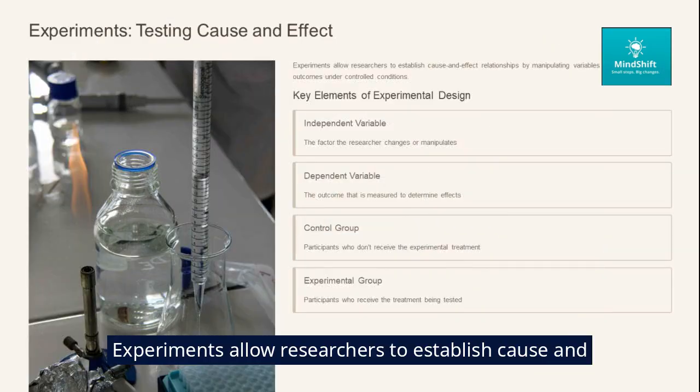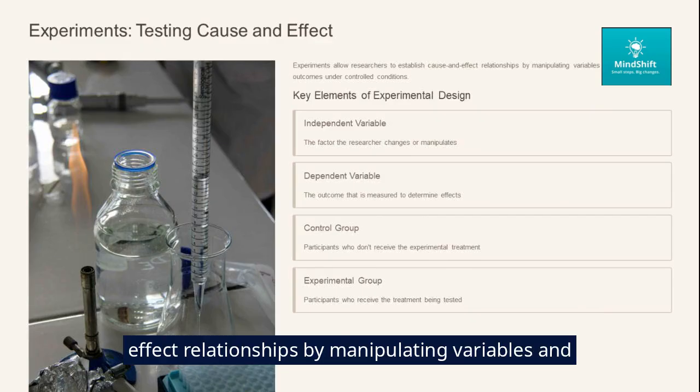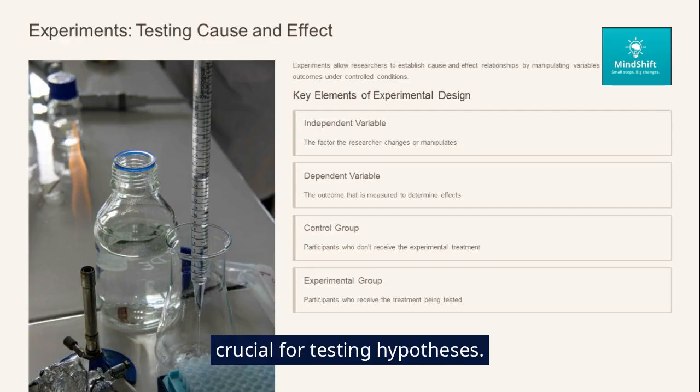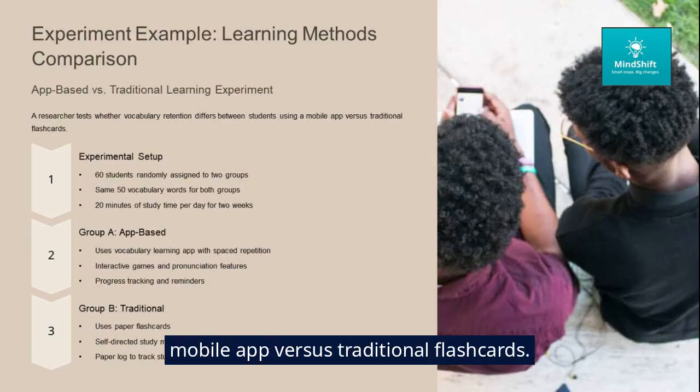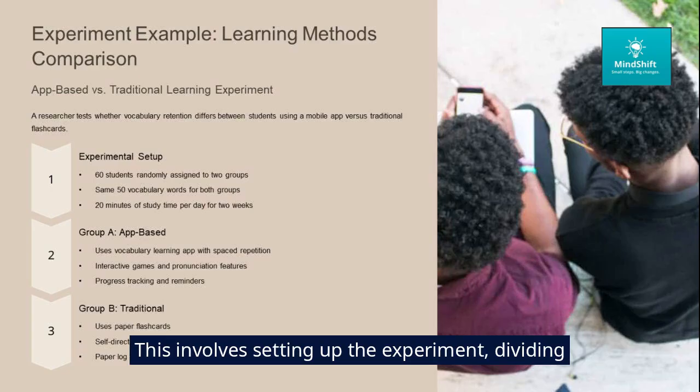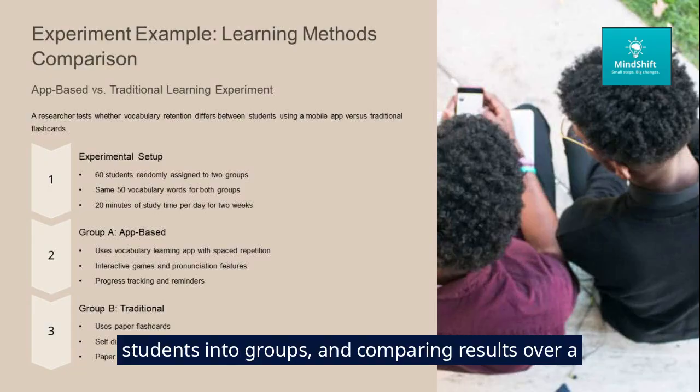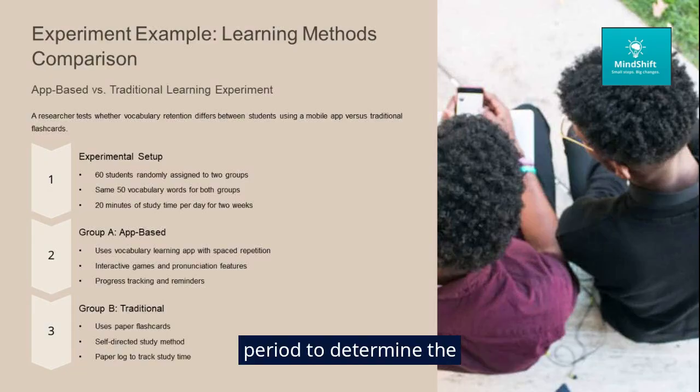Experiments allow researchers to establish cause and effect relationships by manipulating variables and observing outcomes under controlled conditions. Key elements include independent and dependent variables, control and experimental groups, each crucial for testing hypotheses. A researcher tests whether vocabulary retention differs between students using a mobile app versus traditional flashcards. This involves setting up the experiment, dividing students into groups, and comparing results over a period to determine the effectiveness of each method.